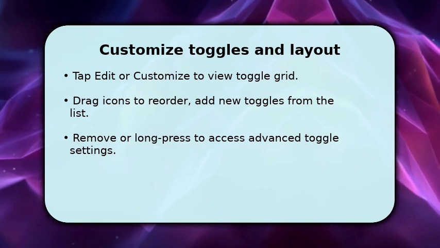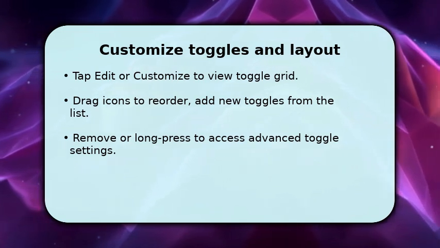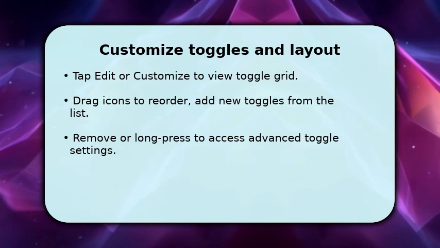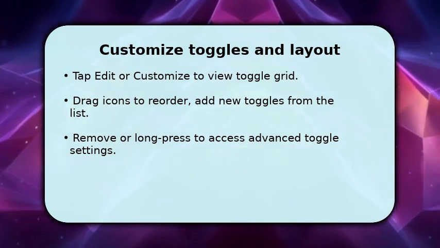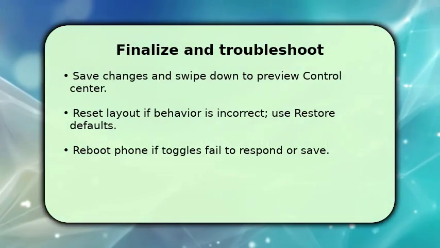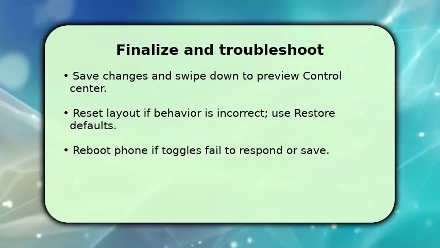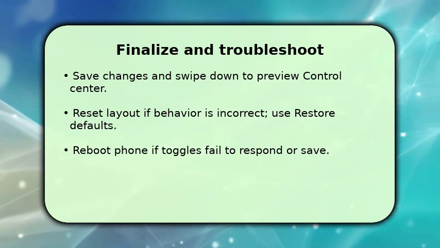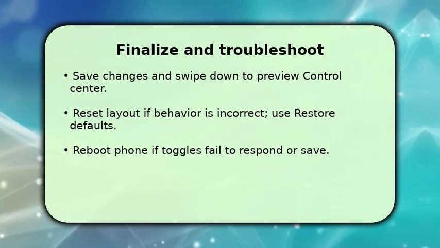Make sure to long press any toggle to access advanced settings or hold and drag to remove it from the active area. Finish by saving changes and immediately swiping down to preview the control center so you confirm layout and behavior. If something looks wrong, use Restore Defaults to reset the layout and start again.